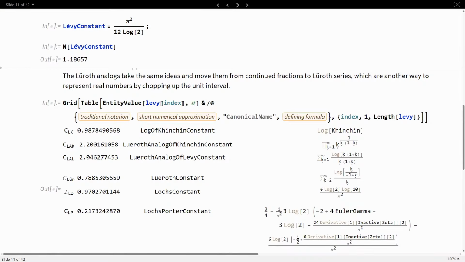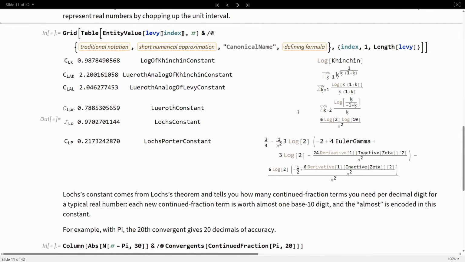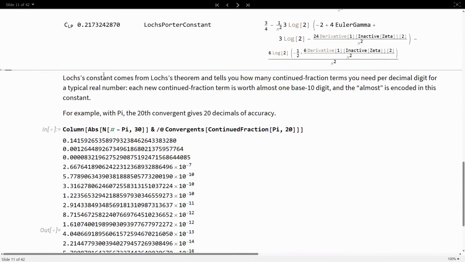The Lochs-Roth analogs, I tried to come up with a simple explanation for these, but it's basically a way of chopping up the unit interval, and I wasn't able to completely understand it, so I'm just putting it up as this table here. One of the reasons I do these talks is to try to teach myself these mathematical items, but often I run out of time to completely understand how something like the Lochs constants work.